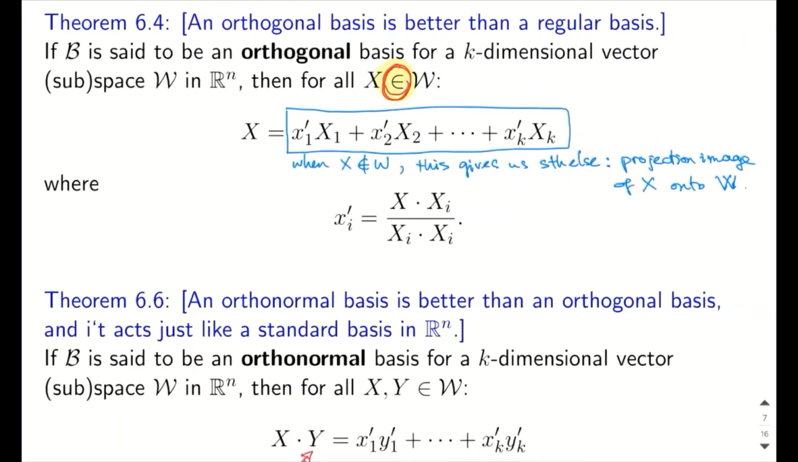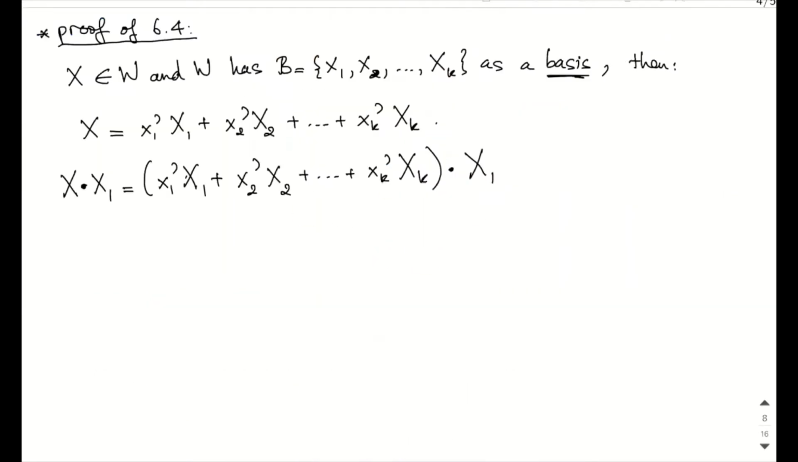So now let's go back and give the proof of 6.4. It says that if we have the vector x being in a space that has an orthogonal basis, then the coordinate of x with respect to the basis of the space is going to be computed by the formula here. First, because x is in W and W has a basis B of k vectors. Then, being a basis means being spanning for W, so any x can be expressed as a linear combination.